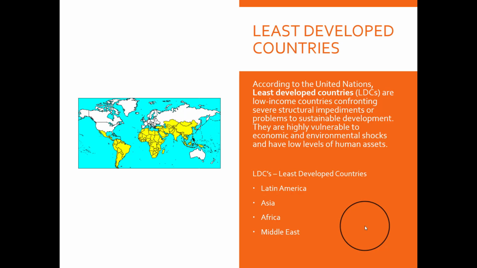Okay, as it says there, they're very vulnerable to economic and environmental shocks and have low levels of human assets. Human assets means anything that would help to propel the society economically speaking. So any resources or anything like that would help to propel the society economically. And examples of LDCs, or least developed countries, are Latin America, Asia, Africa, and the Middle East.